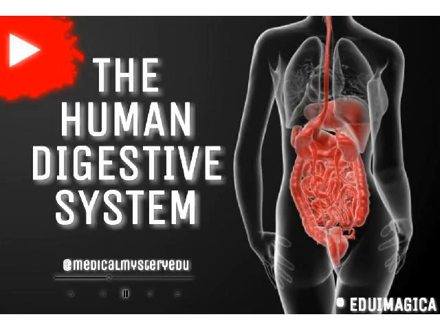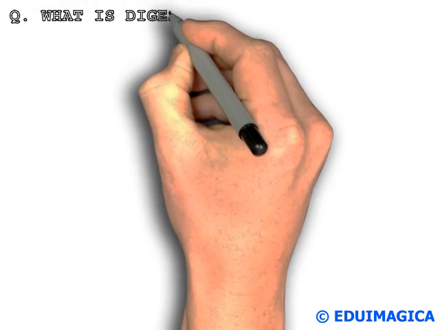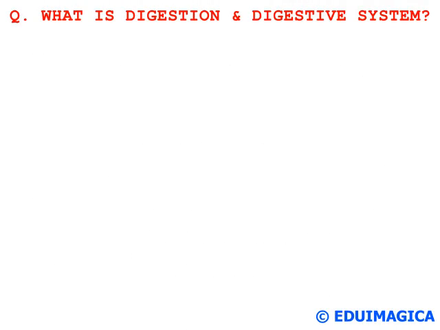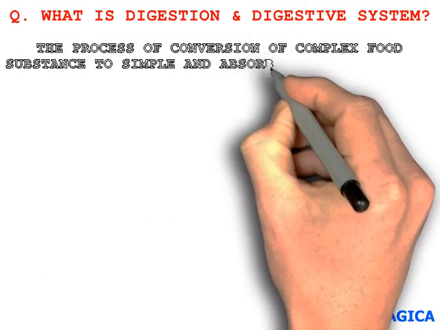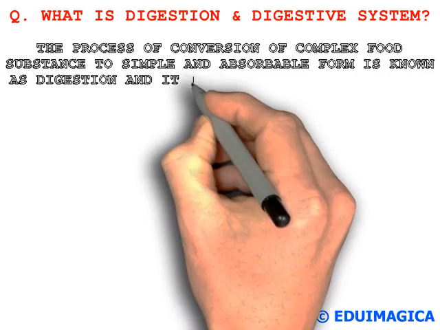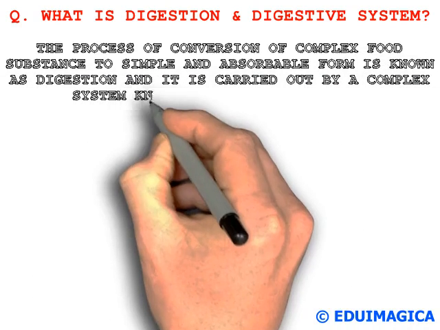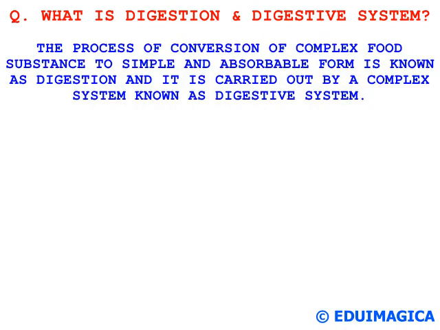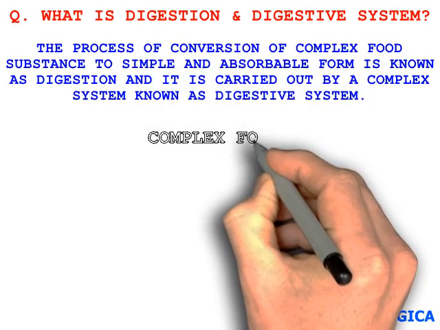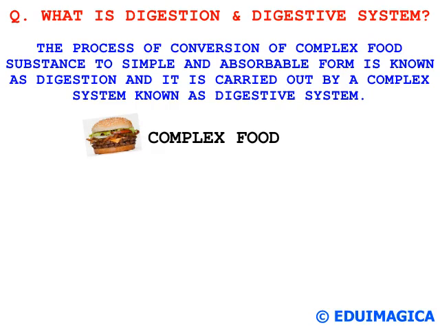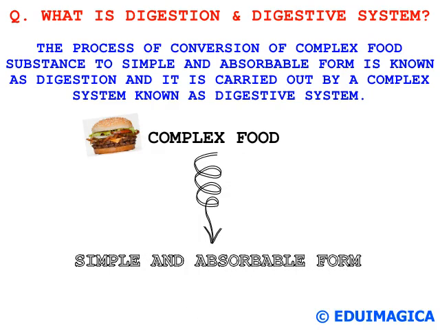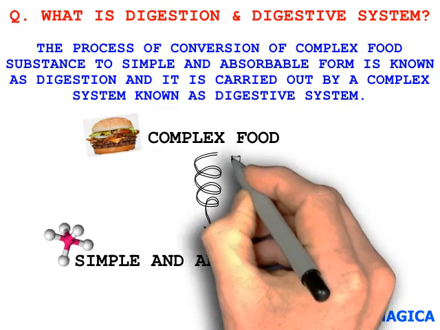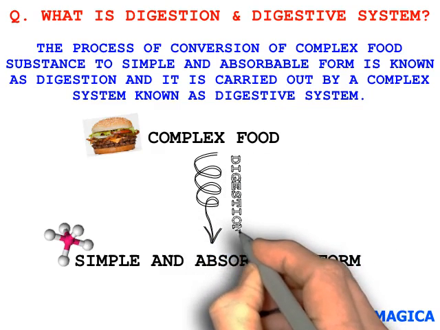Today, we'll study the overview of the human digestive system. So, what is digestion and the digestive system? The process of conversion of complex food substances to a simple and absorbable form is known as digestion, and it is carried out by a complex system known as the digestive system. So, in simple words, in digestion, the complex food is converted into a simple and absorbable form, and it is carried out by the digestive system.